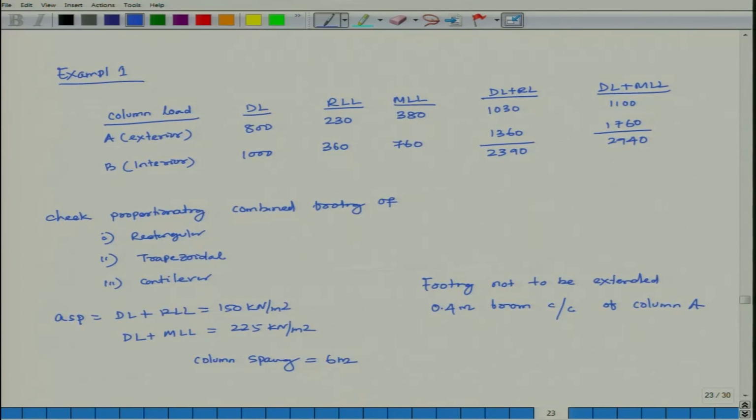This is what is given. This requires a complete 1 hour to solve one by one. I will check for rectangular, for trapezoidal, for cantilever footings. If it is not satisfied for the combined footing, then the only recommendation is a mat foundation or maybe raft foundation. If that is not satisfied, then we can go for deep foundation. I will stop here. Maybe next class I will solve this complete example. It will take more than an hour.